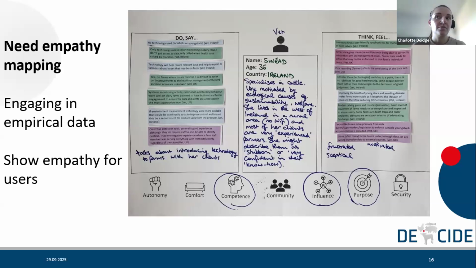And this really helped, I think, because the participants were engaging with the actual empirical data, so learnt more about what the farmers and vets were saying. And this helped to show empathy for these users as well. At the end of this, the participants circled which needs they thought reflected that farmer or vet the most.